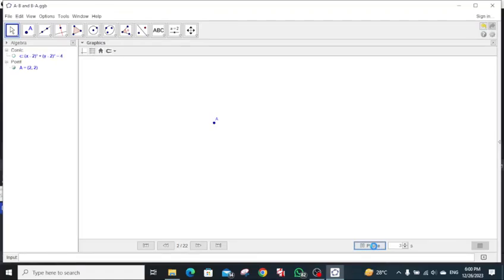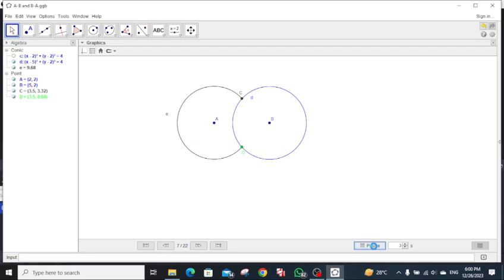A is equal to (2, 2), B is equal to (5, 2). Now with B as center, draw one circle, and with A as the center, draw one circle. Intersect at point C, here intersect at point D.